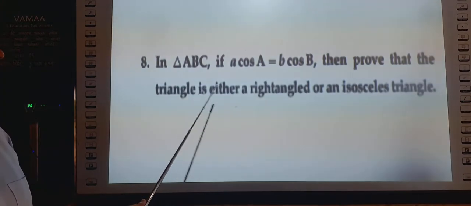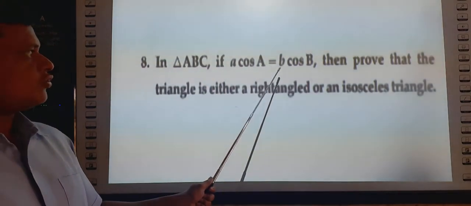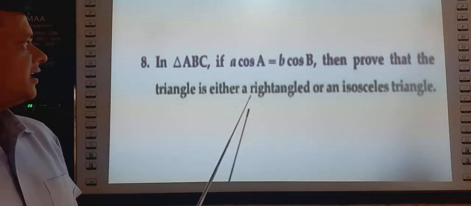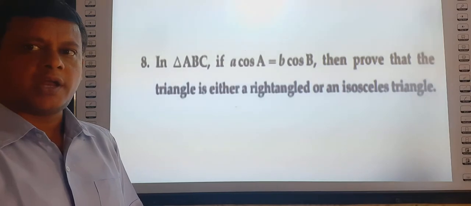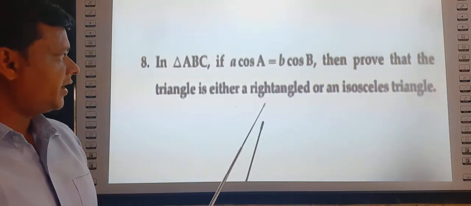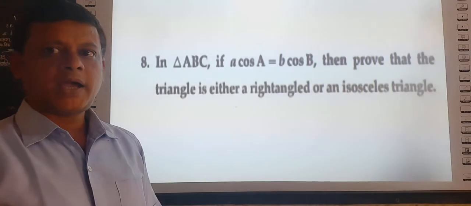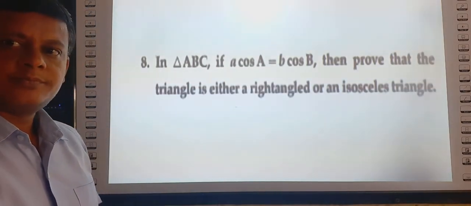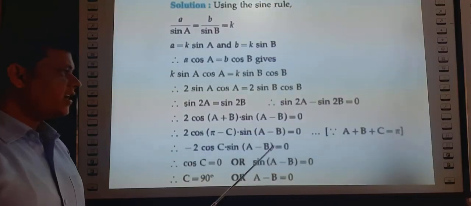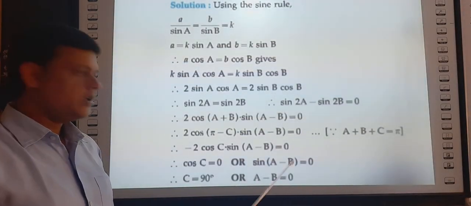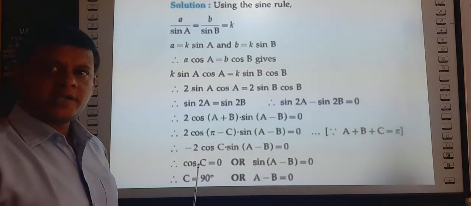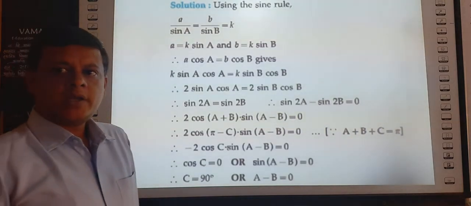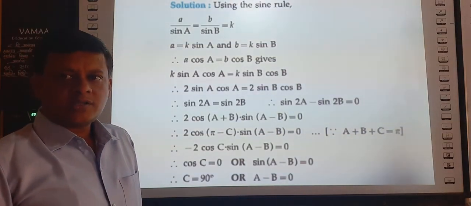Now see the next question. In triangle ABC, if a cos a equals b cos b, then prove that the triangle is either a right angle or an isosceles triangle. For that we must know what is meant by a right angle triangle and an isosceles triangle, which are the conditions for isosceles triangles. A right angle triangle means in the triangle there must be one angle of measure 90 degrees. An isosceles triangle means in the triangle there must be two angles of the same measure.